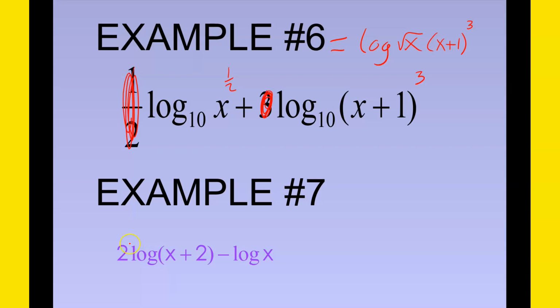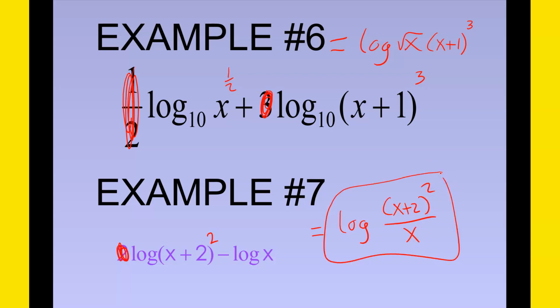Let's try example 7. I'm going to move that 2 here. And so my answer is going to be log. The x plus 2 squared is going to go in the numerator, and the x is going to go in the denominator. That should be good for an answer.